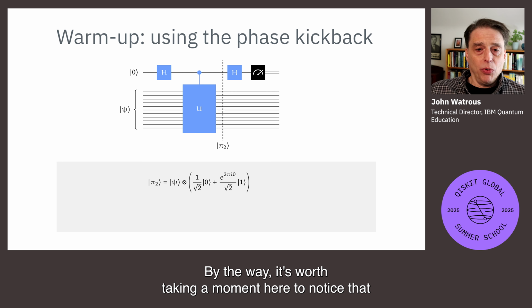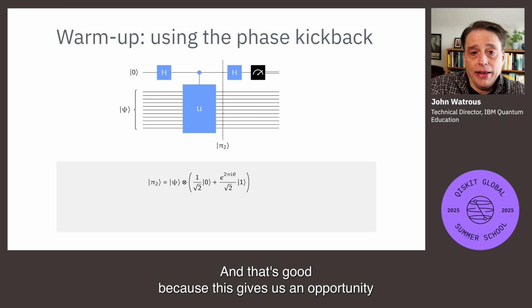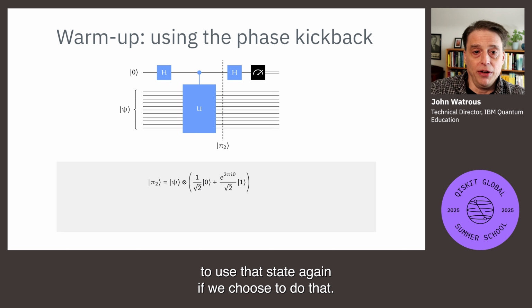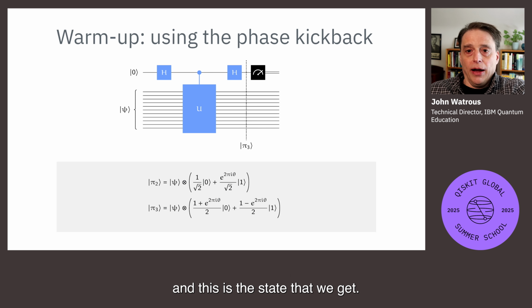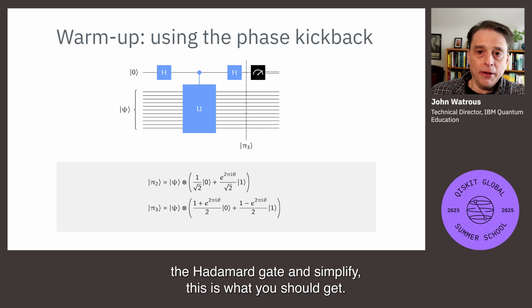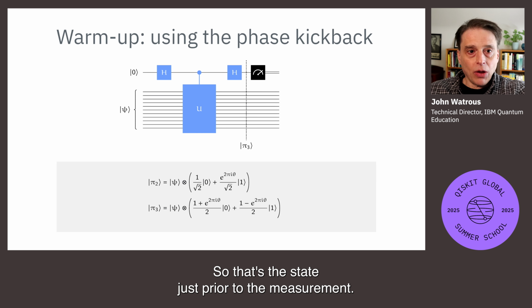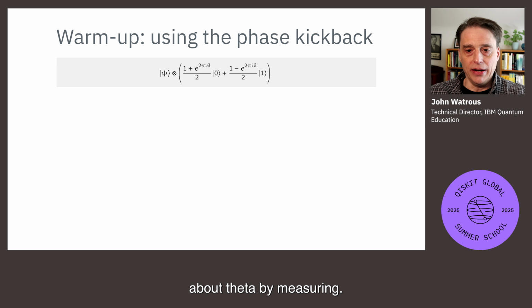By the way, it's worth taking a moment here to notice that the state of the bottom n qubits is still the eigenvector psi, and that's good because this gives us an opportunity to use that state again if we choose to do that. So then the second Hadamard gate is performed, and this is the state that we get. I haven't shown the computation here, but if you apply the Hadamard gate and simplify, this is what you should get. So that's the state just prior to the measurement.